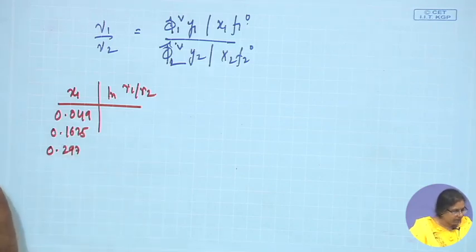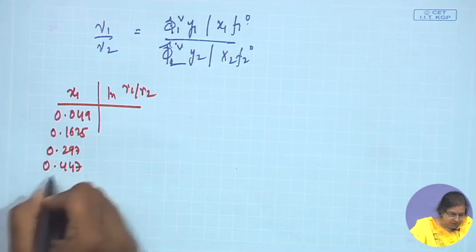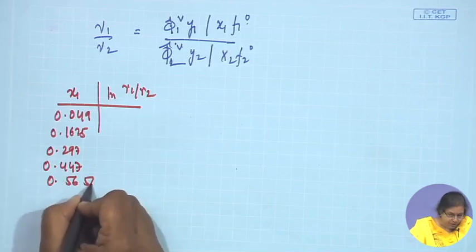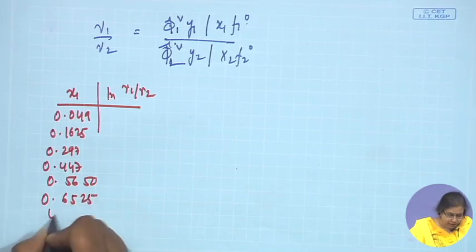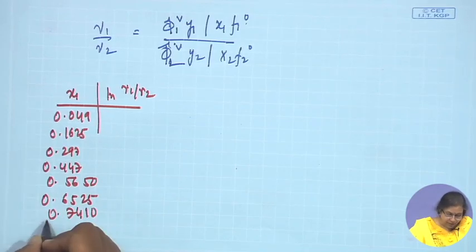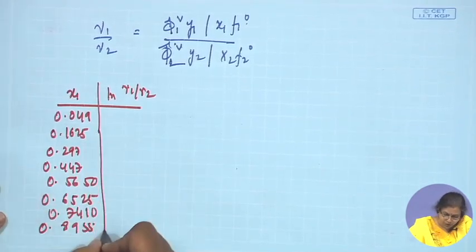0.297, 0.447, 0.5650, 0.65. I am going to write a good number of data so that you can check up whether you had done it correctly or not.